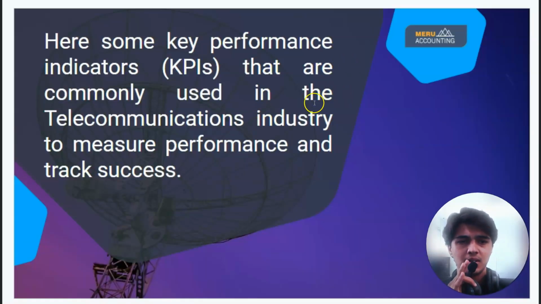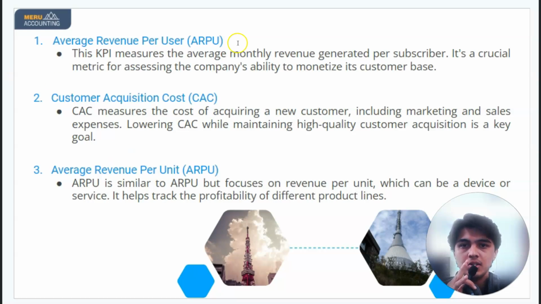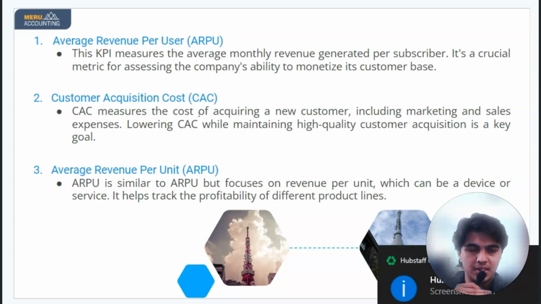So every industry has some key performance indicators that show the track of success and growth of that particular industry. Here we'll talk about some of the key performance indicators that measure the growth and track the success of the telecommunication industry. The first indicator is the average revenue per user. This indicator will measure the average monthly revenue generated from a subscriber. Next is customer acquisition cost. This indicator will measure the cost of acquiring new customers, whether you are doing it through marketing or through other sales expenses, that all will be included in this indicator.